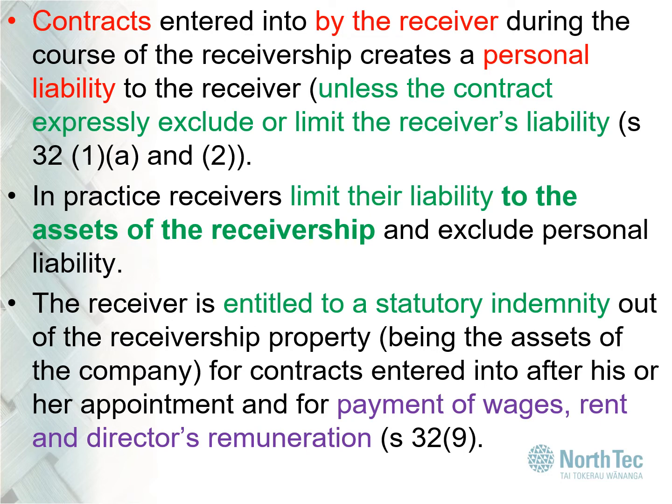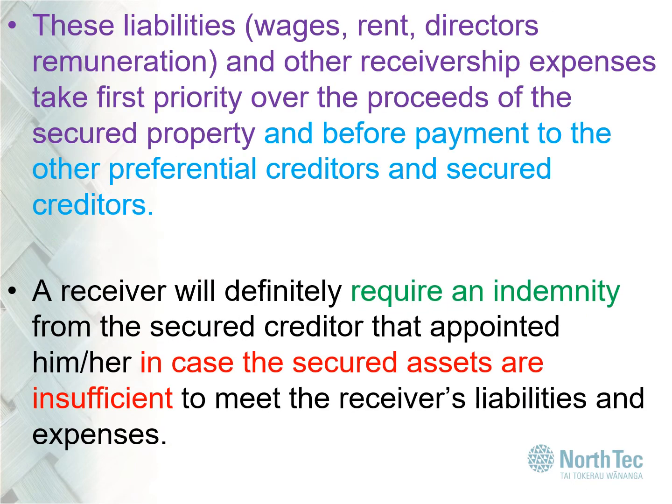The receiver is entitled, listen to this, to a statutory indemnity out of the receivership property, being the assets of the company. In other words, the assets of the company can be sold, and that will stand in for all this. For contracts entered into after his or her appointment, and for payment of wages, rent, and directors' remuneration, according to section 32(9). I'm going to repeat some of this stuff, and this slide is basically just repetition.